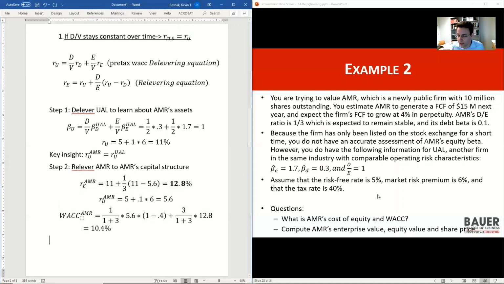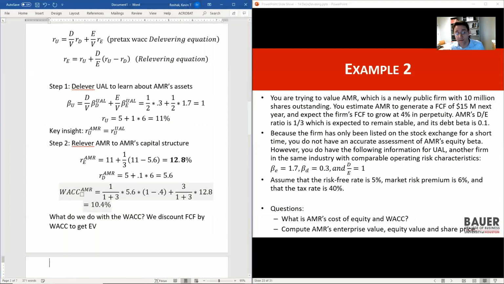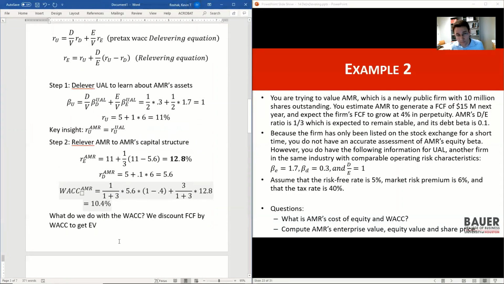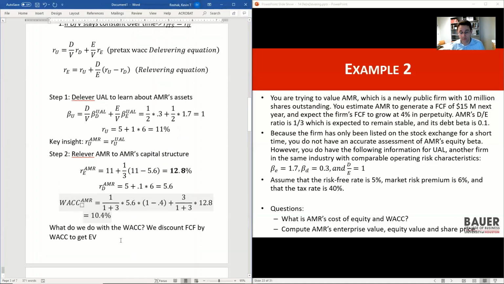So that's a good review of the WACC. The next thing is to find AMR's enterprise value. And again, this is a good review. What do we do with this WACC once we have it? Just as a reminder from our WACC notes, we're going to discount the free cash flows for the company by the WACC, and that's going to give us the enterprise value, the value of everything. It's going to give us the tax shields as well as the value of the operations themselves.